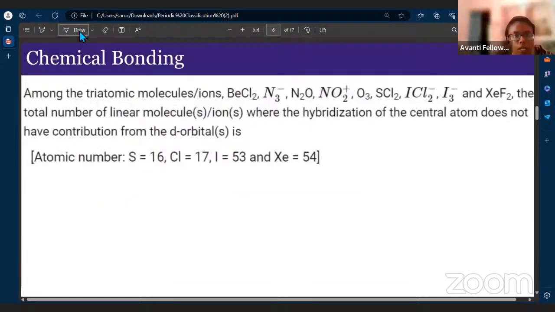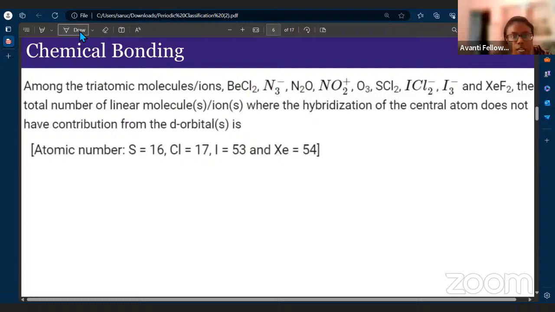Among the triatomic molecules BeCl2, N3 minus, N2O, NO2 plus, O3, SCl2, ICl2 minus, I3 minus, and XeF2, find the total number of linear molecules where the hybridization of the central atom does not have contribution from the d orbitals. So you have to find the total number of linear molecules where the hybridization does not have the contribution from the d orbital.